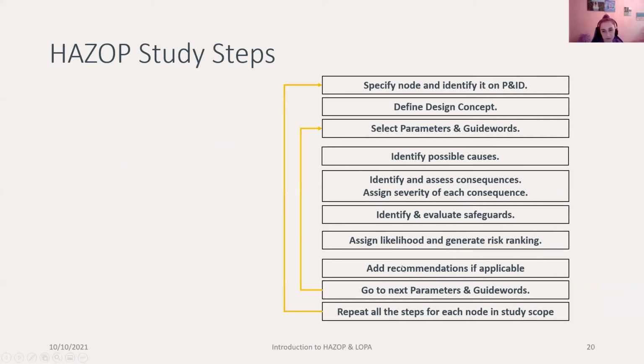After you are assigning the likelihood, as I said, you are going to the LOPA. You don't even need to assign likelihood if it's already LOPA credited because of severity. Here you are directly going next to selecting the parameter guidewords for a new one, and if it's not credited to LOPA, for example, you go further on this HAZOP worksheet. You are adding a recommendation if applicable.